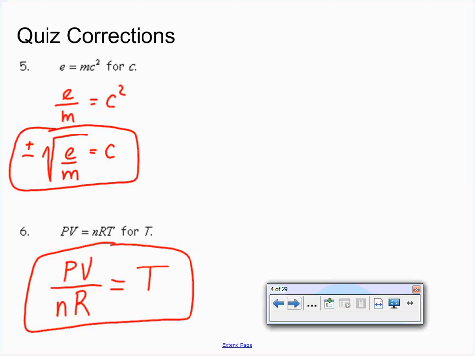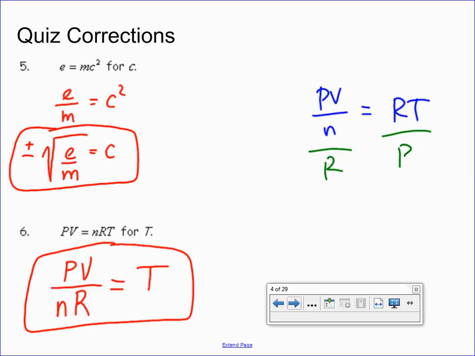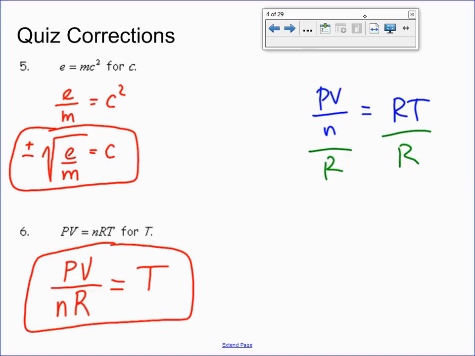Ethan? Would it be a fraction of a fraction or no? So let me guess. Did you divide by n first or r first? Did you divide by r second then? So you got a mega fraction, right? So we got PV over n all over r. This is a fraction within a fraction, which is bad mathematics.